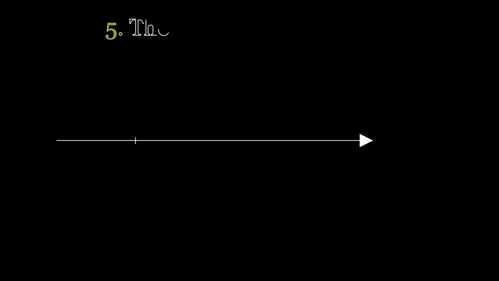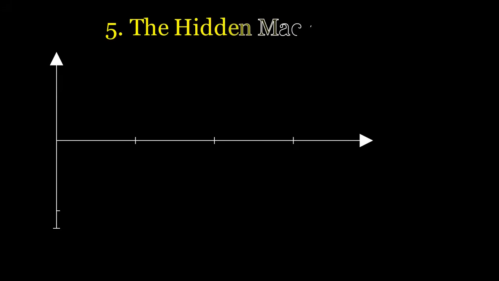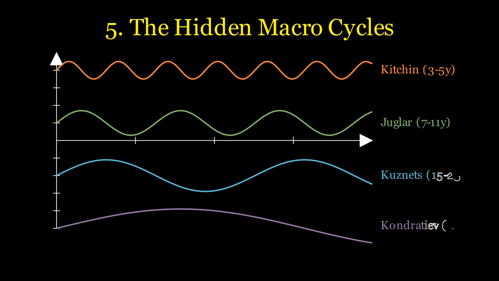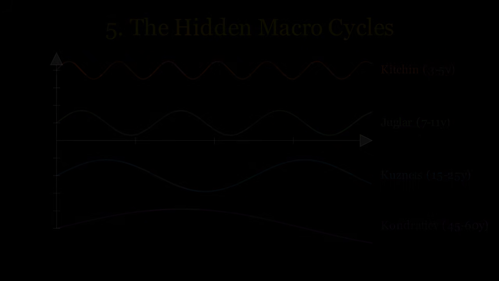For over a century, economists have suspected the existence of overlapping macroeconomic cycles driving human progress. We have the 3 to 5 year Kitchin inventory cycle, the 7 to 11 year Juglar fixed investment cycle, the 15 to 25 year Kuznets infrastructural cycle, and the massive 45 to 60 year Kondratiev wave, which is driven by generational technological innovation. The Fourier transform allows financial analysts to mathematically overlay these pure theoretical frequencies onto historical GDP and market data to definitively prove which cycles are actively driving the current global economy.